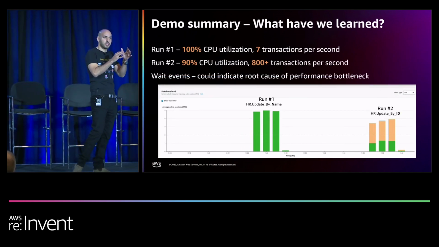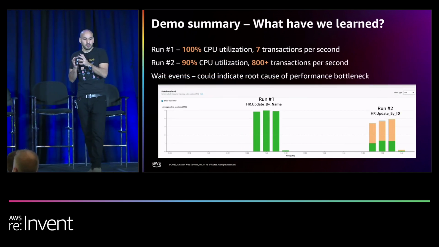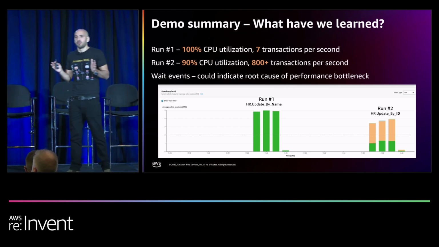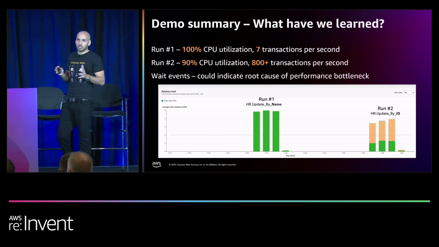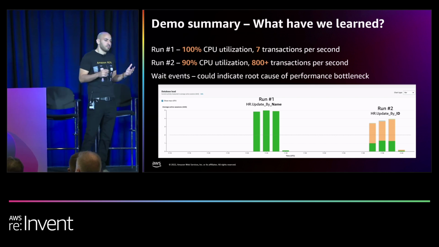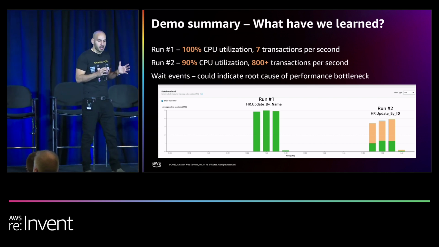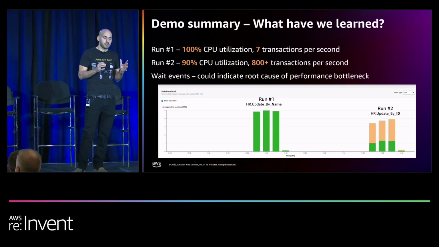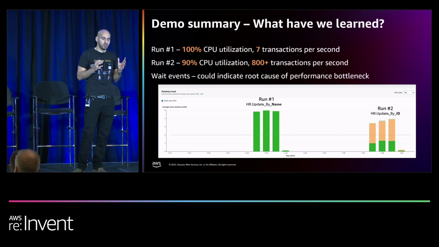We had two runs. The first one reached 100% CPU utilization. Transactional throughput was very low. We're talking about 7 transactions per second. Second run, 90% CPU utilization, 800-plus transactions per second, so much better transactional throughput.